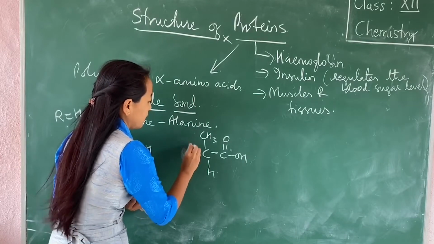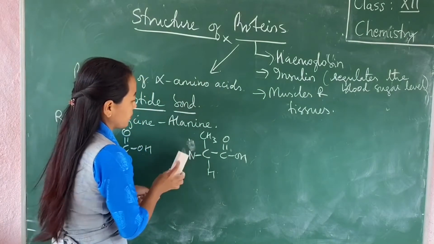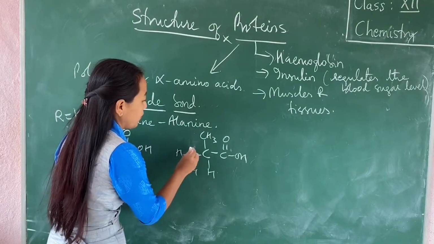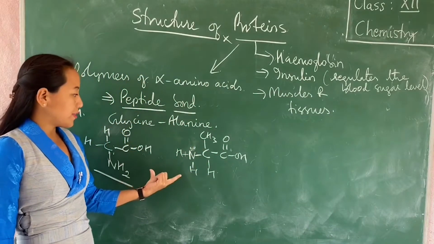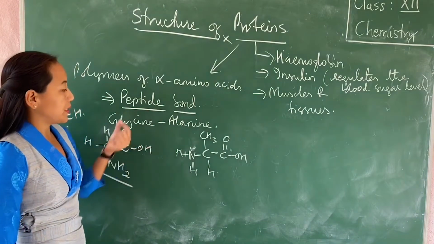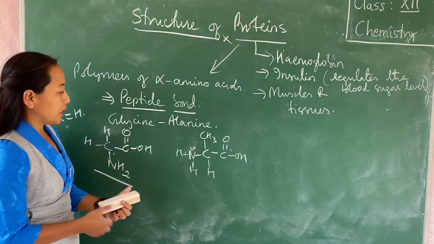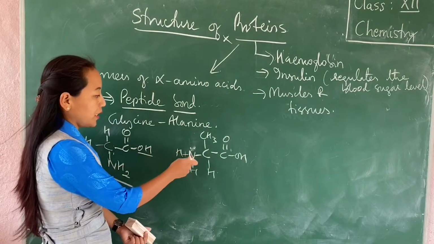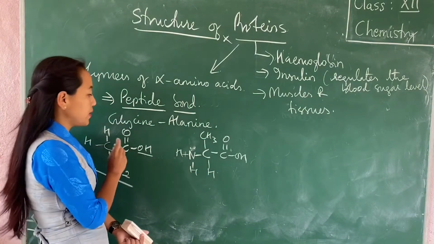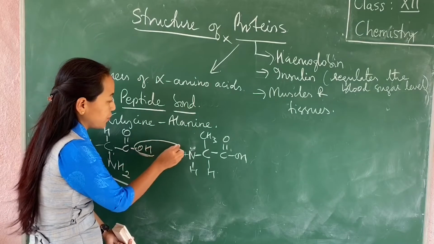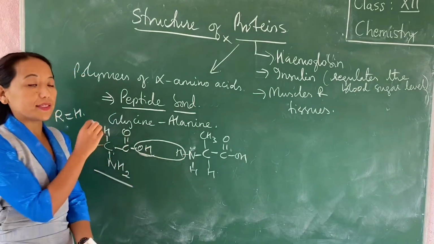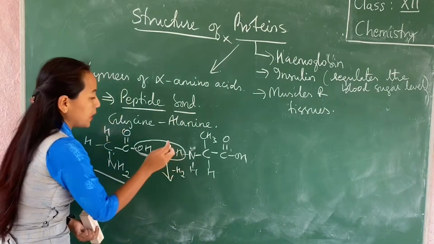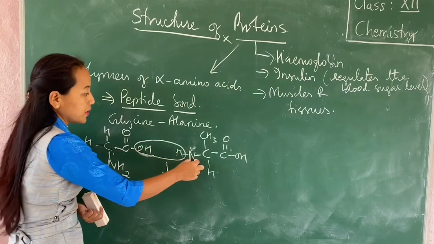I'm just writing this NH, H, and its lone pair of electrons. Now these two amino acids are linked through a bond called peptide linkage. How does that happen? The OH of this amino acid will react with the H of the NH2 of the next amino acid. This OH and this hydrogen will leave in the form of water molecule, that is, dehydration reaction takes place. So when you remove a water molecule, a link is formed between this carbon and this nitrogen atom.